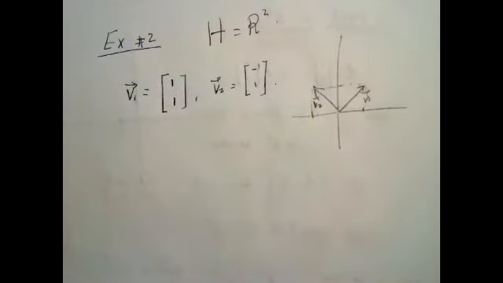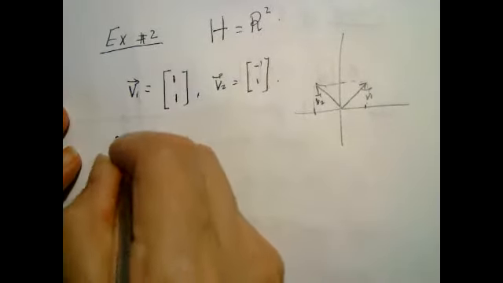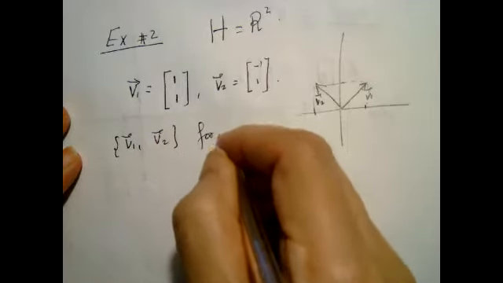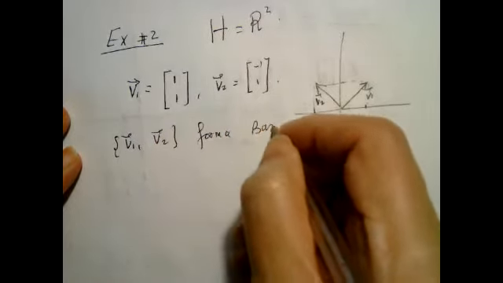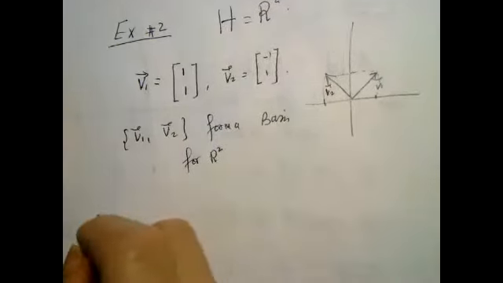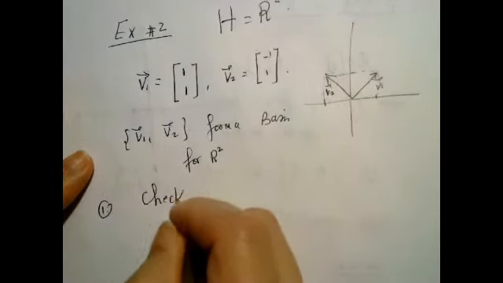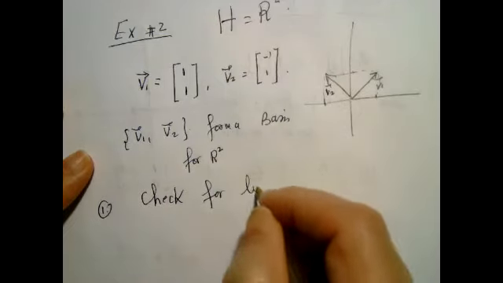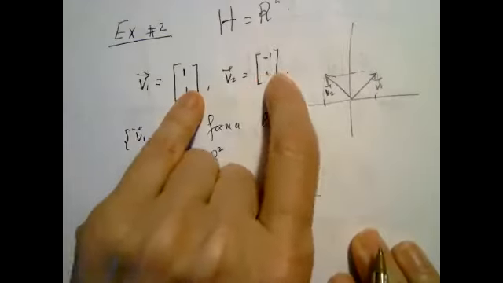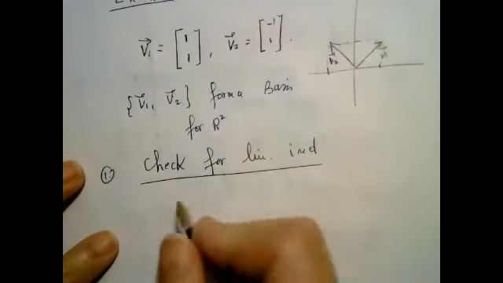Okay, do they form a basis? So the question is, determine if they form a basis for R2. And let us see why. First, we're going to check for linear independence. Obviously, they are linearly independent because they are not scalar multiples, and we're talking about only two vectors.